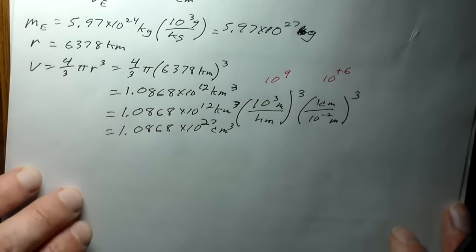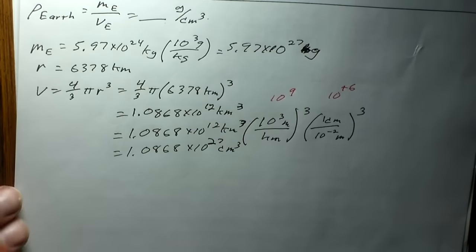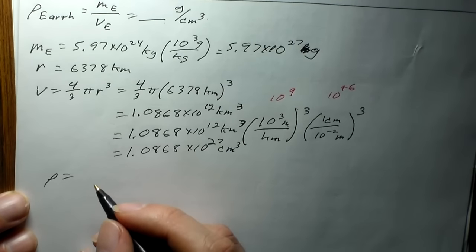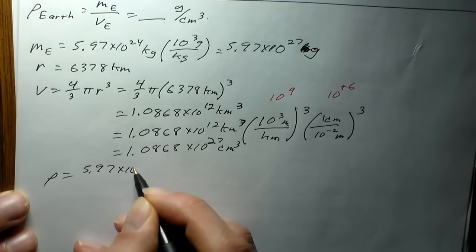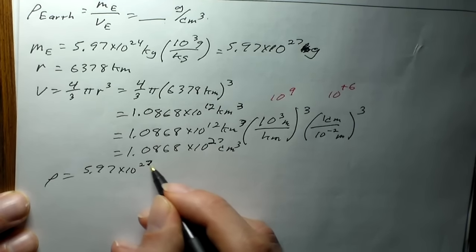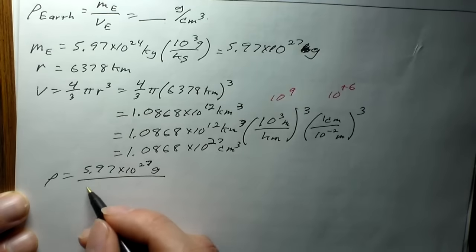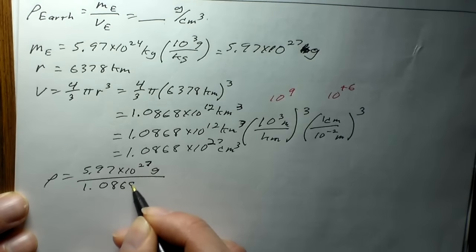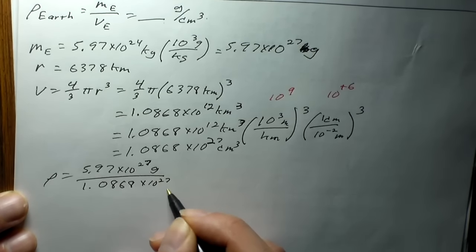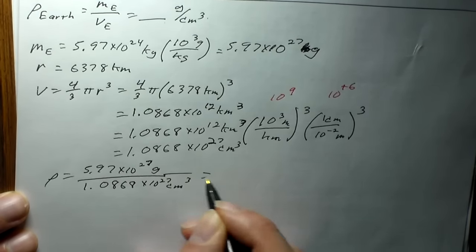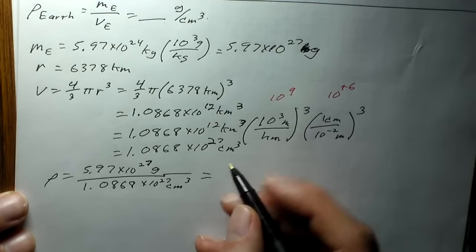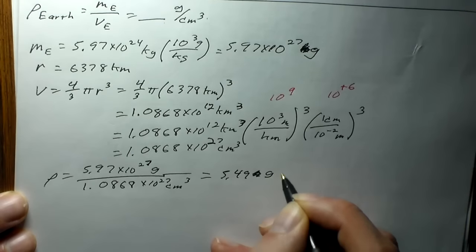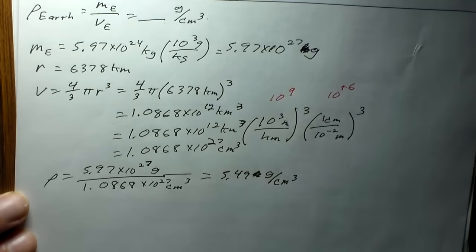So we can very easily just figure out what the density is here. The density is going to be equal to 5.97 times 10 to the 27th grams over 1.0868 times 10 to the 27th cubic centimeters. And that's going to work out to be 5.49 grams per cubic centimeter.